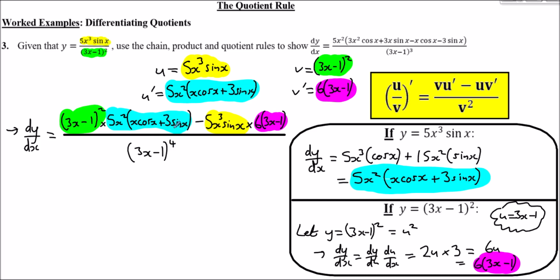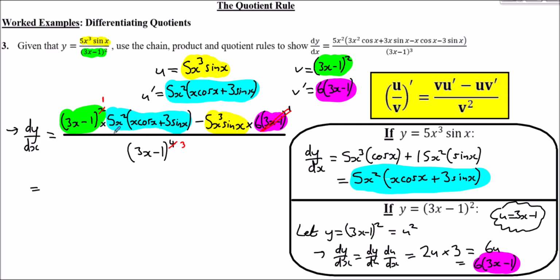Now just take a look at the top and bottom of this fraction, numerator and denominator. We've got a common factor of 3x minus 1 on the top and the bottom. 3x minus 1 squared here, 3x minus 1 to the power 4 there. So what we can do here is divide by one lot of 3x minus 1, this squared will become power 1. 3x minus 1 divided by itself will just completely cancel off. And so next we're going to have something a bit simpler on our next line.